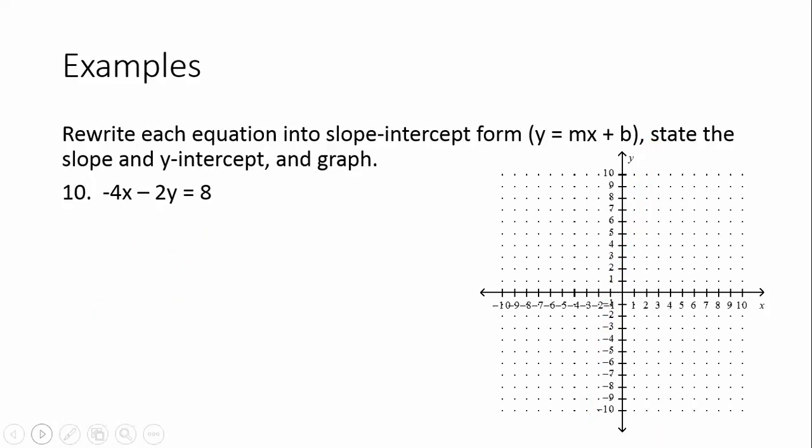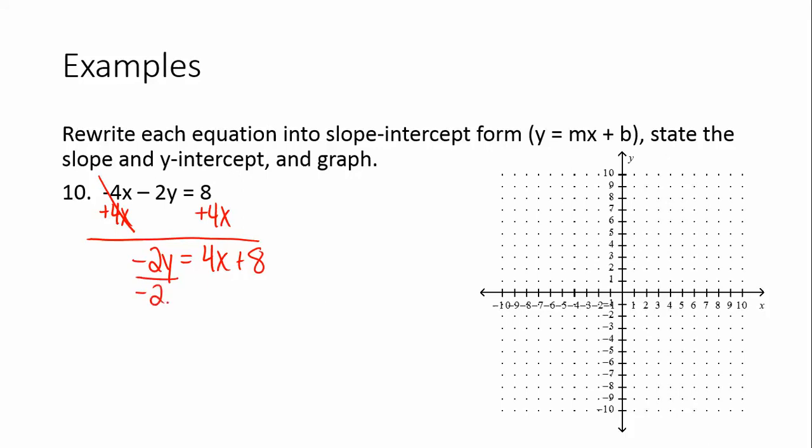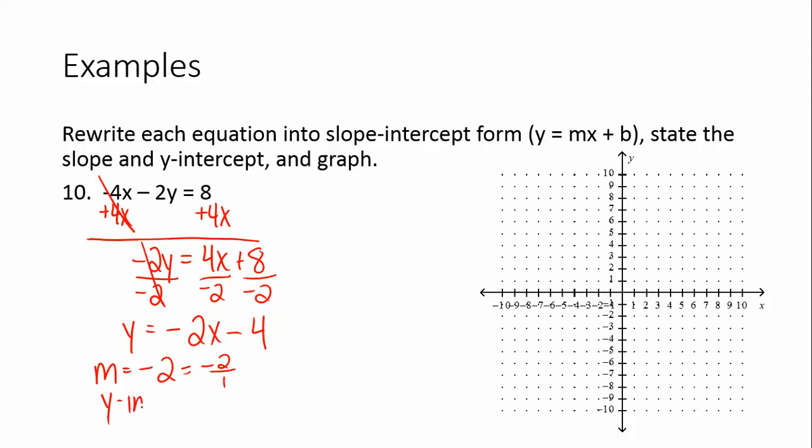See if you can solve this one on your own. Try to rewrite this in slope-intercept form, so pause the video. We're going to add 4x to both sides. We're going to bring down a negative 2y, and it's going to equal 4x plus 8. Now we need to divide everything by negative 2 to get rid of that coefficient on the y. We're left with negative 2x, a positive 4 divided by a negative 2, minus 4. So our slope is negative 2, or negative 2 over 1, and our y-intercept is a negative 4.